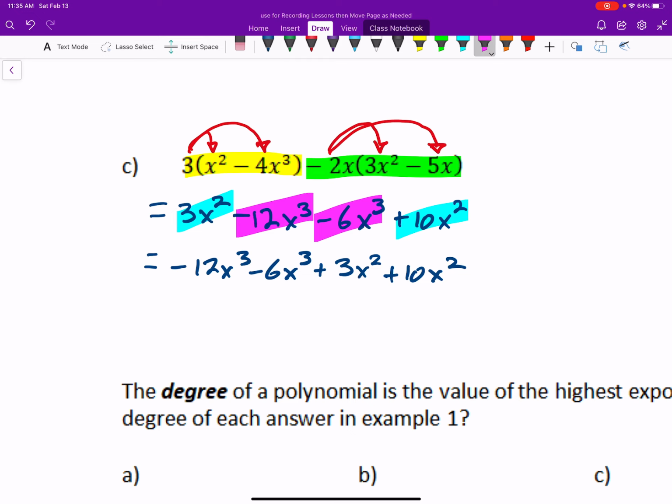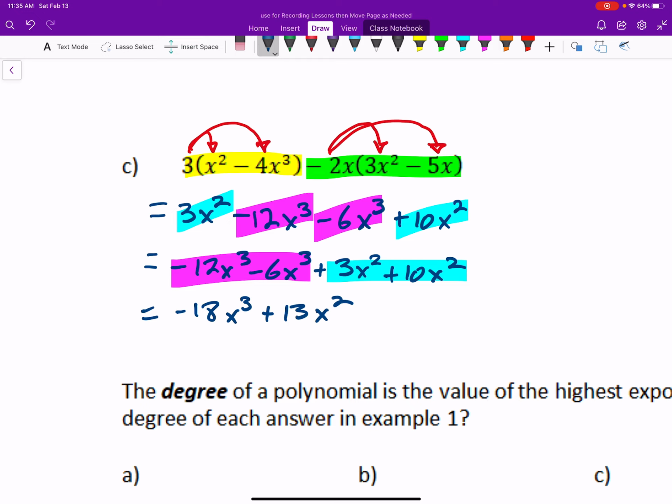And when I add together my terms, the exponents don't change again. It's just how many I have. I've got negative 12x cubes. And then I'm subtracting 6x cubes from that, so now it's negative 18x cubes. They remain as x cubes, though. I've got 3x squared, so I'm adding 10 more x squareds to it. That gives me 13x squareds.